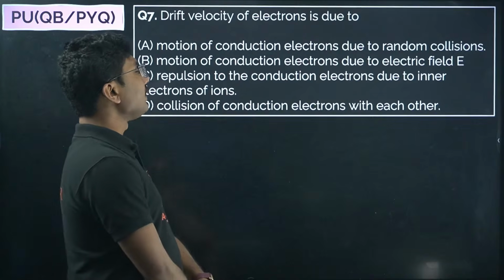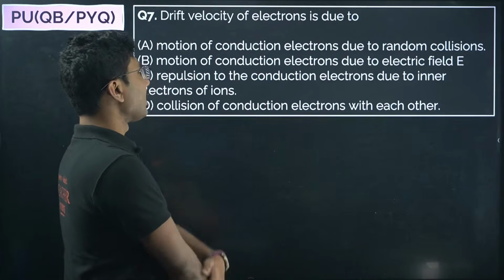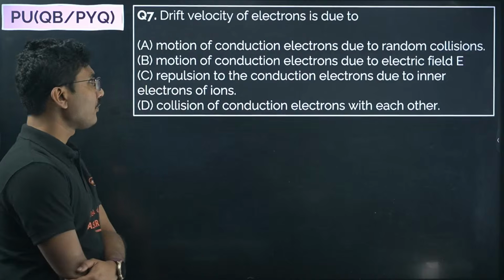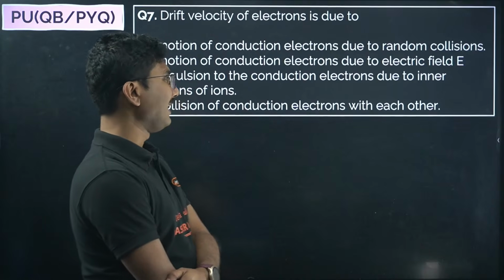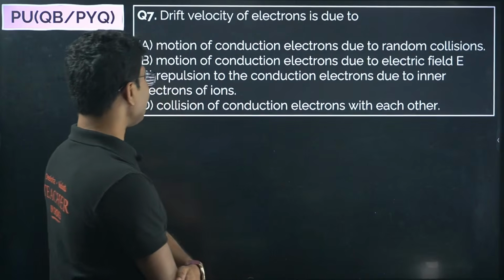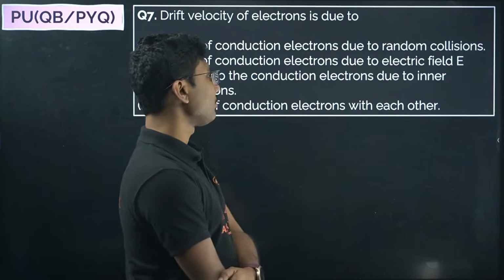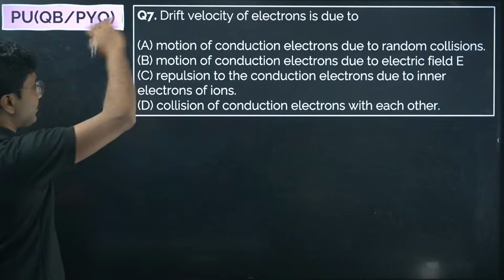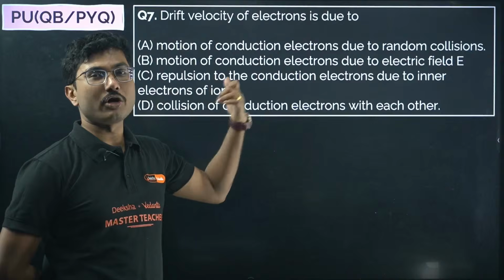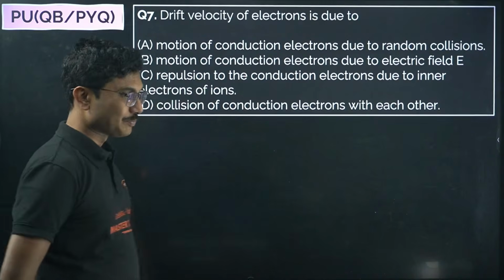Drift velocity of electrons is due to: A, motion of conduction electrons due to random collision; B, motion of conduction electrons due to electric field E; C, repulsion to the conduction electrons due to inner electrons of ions; D, collision of conduction electrons with each other. This is a PUC question, a lot easier than the previous question. What is the cause of drift velocity? A, B, C or D?